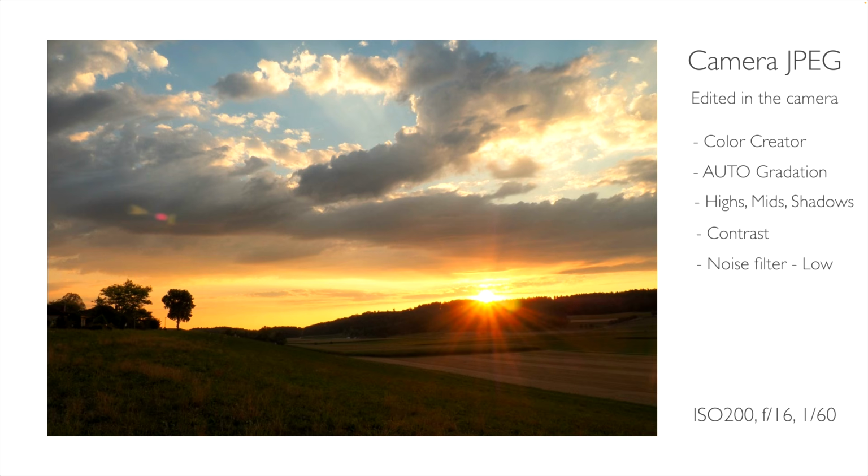This here is a copy of what we can do in the camera. I selected the color creator, I used auto gradation, so I started doing tonal or gamma adjustments. I did slight adjustments to the highs and the mids and the lows. I upped the contrast in the camera, which we discussed last week as a destructive setting, but I thought, if I'm interested in the JPEG, then it's okay. And again, I had the noise filter on low.